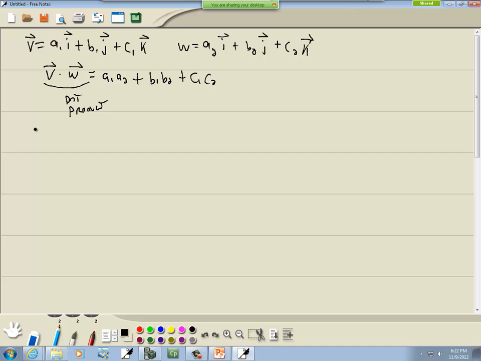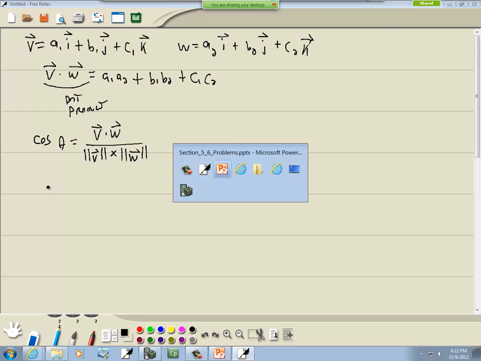Now the angle between these two, cosine of theta is going to equal the dot product of V and W divided by the magnitude of V times the magnitude of W. Now actually the times here, I'll put a little X like that to indicate multiplication, not to be confused with the dot product up on top.